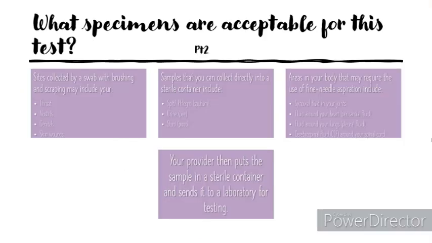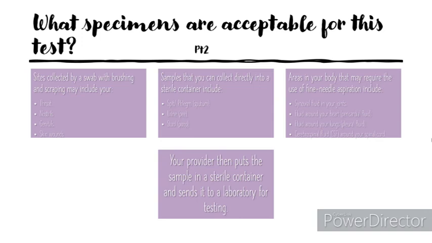What specimens are acceptable for this test? Part 2. The sites that are collected by a swab can include the throat, the nostrils, genitals, and skin wounds. Samples that you can collect with a sterile container are spit or phlegm, usually called sputum, urine, pee, and then stool, which is poop.